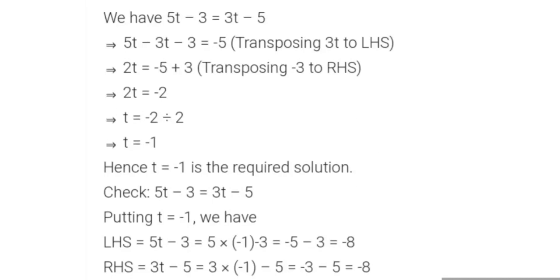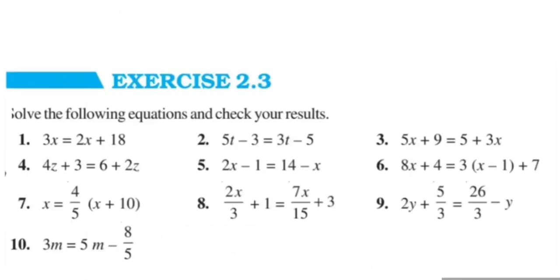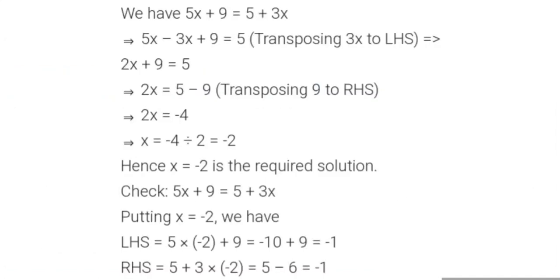Right hand side 3t minus 5. So 3 into minus 1 and minus 5. 3 into minus 1 is minus 3 minus 5. This is equal to minus 8. So left hand side is equal to right hand side. Question number 3. 5x plus 9 is equal to 5 plus 3x. So we have 5x plus 9 is equal to 5 plus 3x.